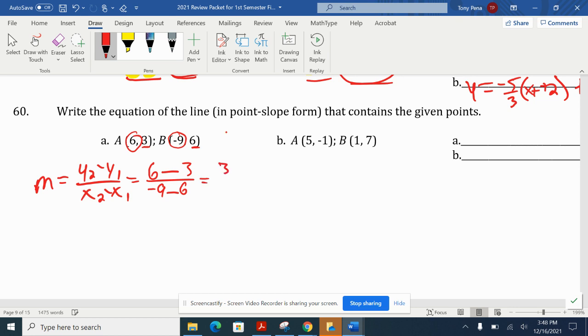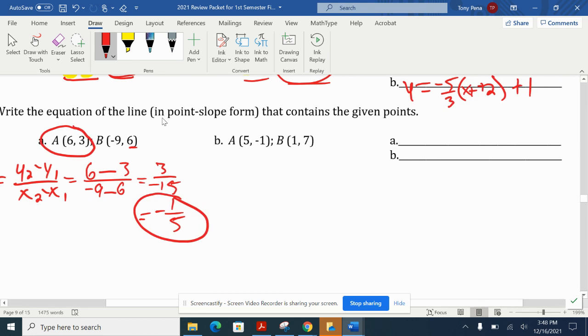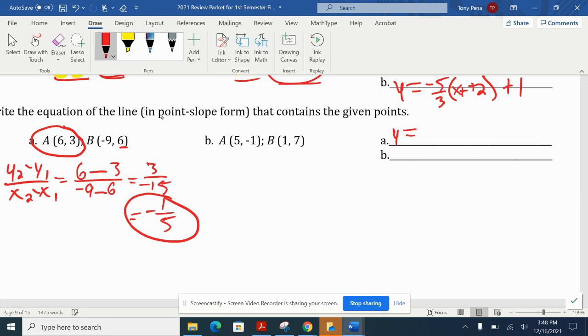Simplify. The numerator is going to be a 3. Your denominator is going to be a -15. That should reduce down to be a -1/5. Point slope form then, you could pick either one of these 2 points. I am going to pick this point right here along with the slope that I just found, and I'm going to write the equation. So I'm going to do y equals my slope, and then x minus the x coordinate of my point. Since I picked this point here, my x is a 6, and the y coordinate in that point is the 3.